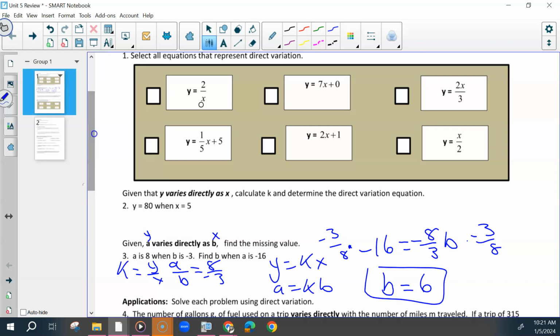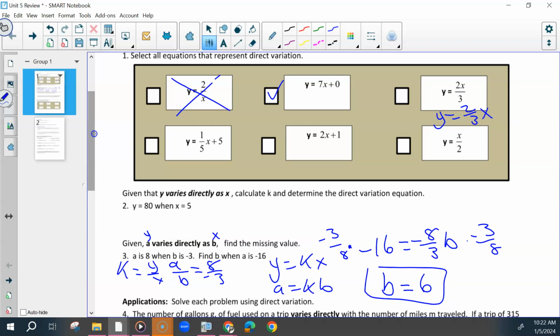Would this one be direct? Yes, it does look like y equals kx. It has a y-intercept, but the y-intercept is 0, which it needs. Is this one direct? No. Could we rewrite this? 2x over 3 is the same as y equals 2/3 x. Is that direct? Yes. So when you see this format, you have to also know that is direct.